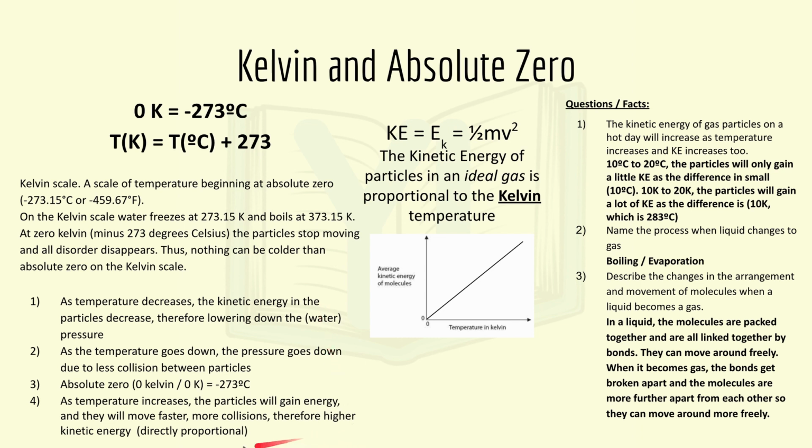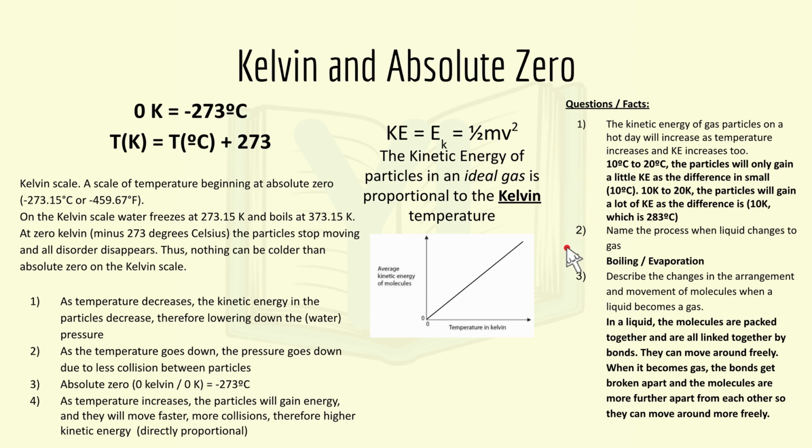And here is a little description, then have a read. The kinetic energy of the particles in an ideal gas is proportional to the Kelvin temperature. And here's a graph. And here are 3 questions. The kinetic energy of gas particles on a hot day will increase as temperature increases. From 10 degrees Celsius to 20 degrees Celsius, the particles will only gain a little kinetic energy as the difference is small, which is 10 degrees Celsius. But from 10 Kelvin to 20 Kelvin, the particles will gain a lot of kinetic energy as the difference is 10 K, which is 283 degrees Celsius.